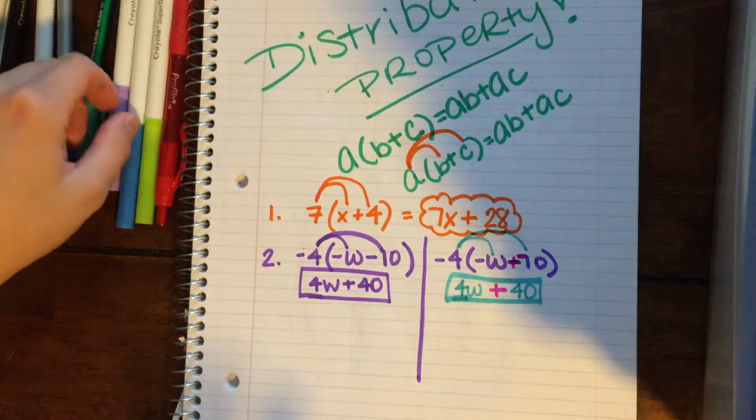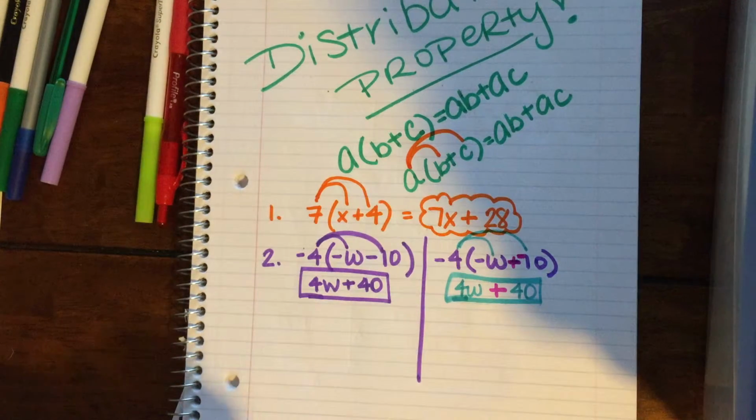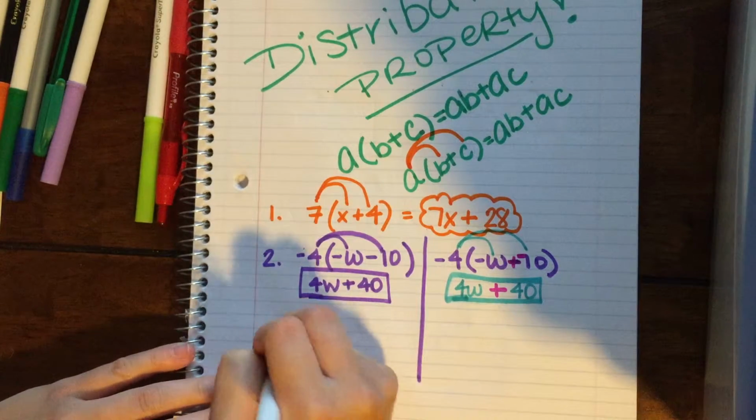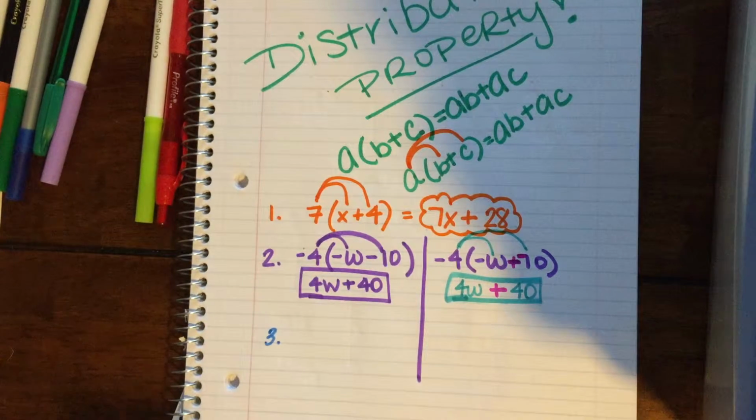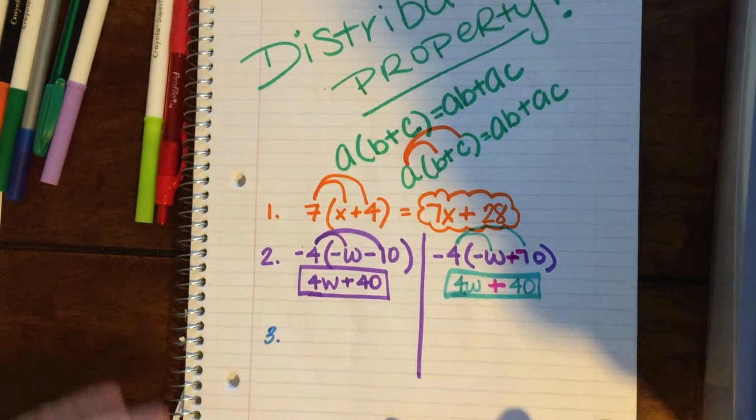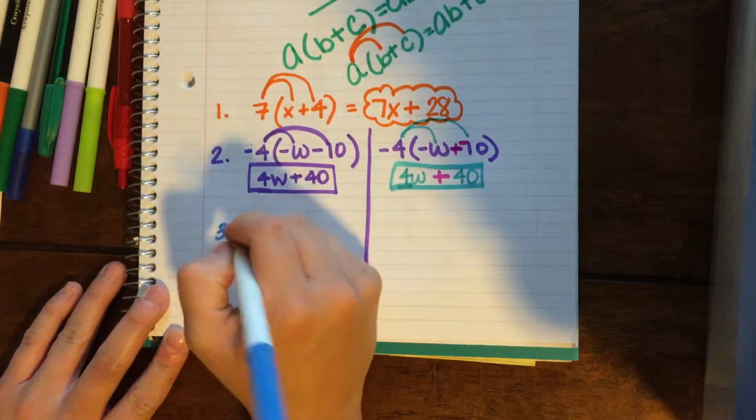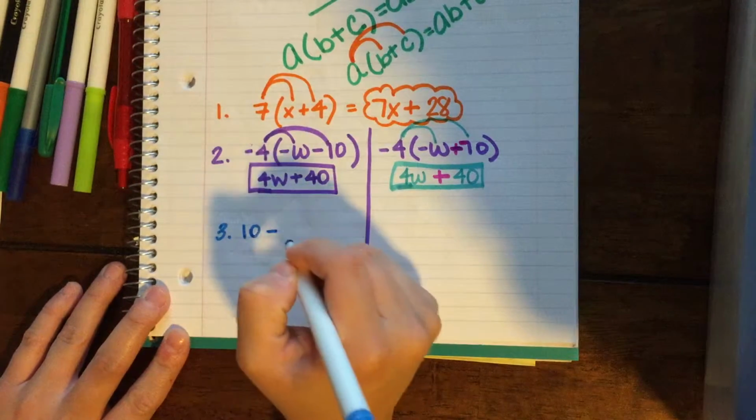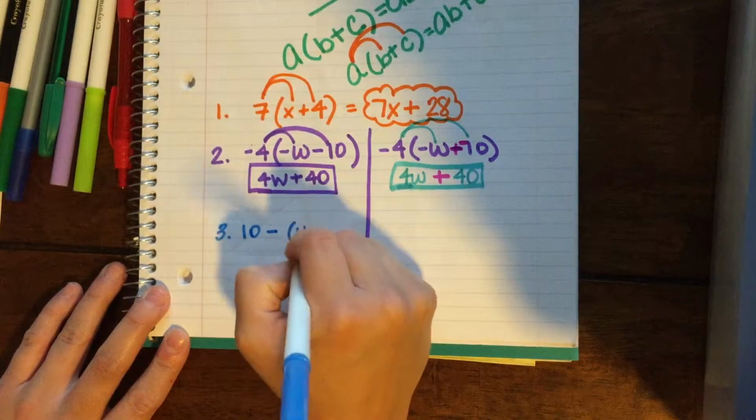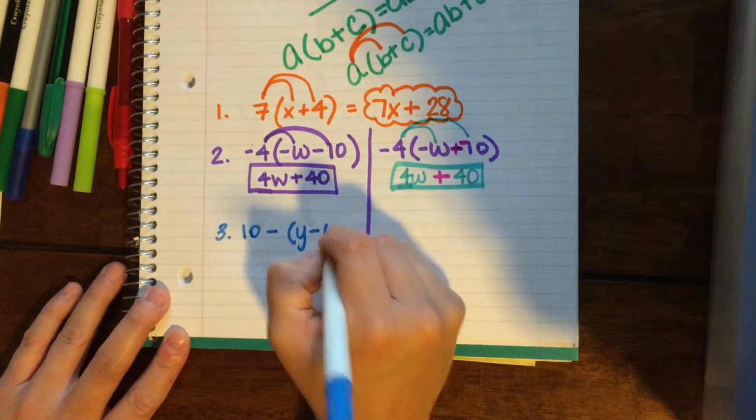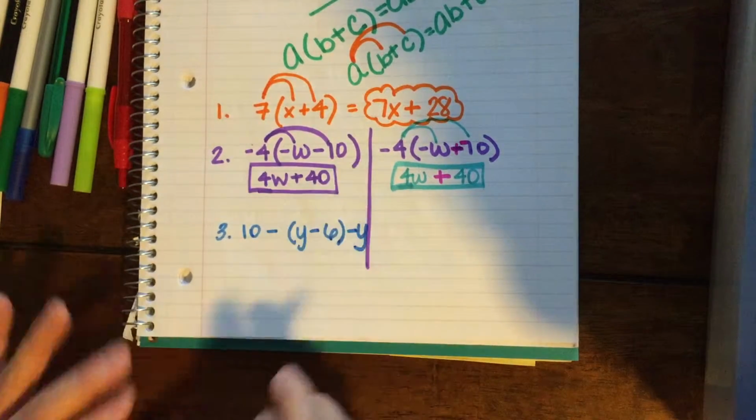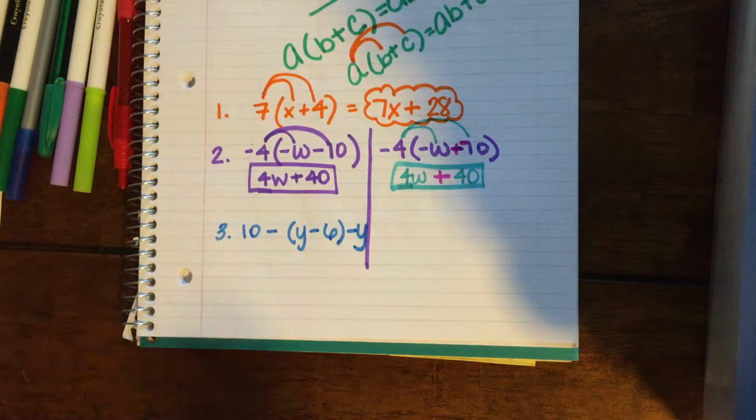Now there's also the other type of problem where you have to distribute and then combine like terms. This is something you'll use in algebra when you are solving multi-step equations. So let's take a look at that real quick. If I have 10 minus y minus 6 minus y, there's a lot going on there. We have to distribute and then we have to combine like terms.